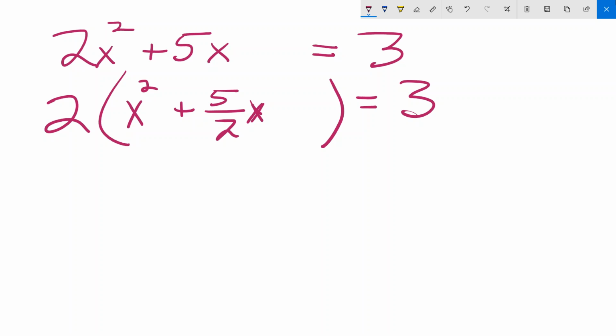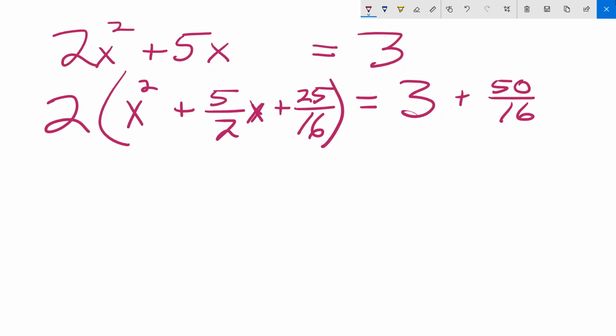Now, I've got to complete the square inside the parentheses. So I have to take half of 5 halves, which is 5/4. I have to add it squared, which is 25/16. But when I just wrote in that 25 over 16, I didn't add 25/16 to the left side. I add twice that. I added 50. 50 over 38. Oh, just over 16. Over 16.